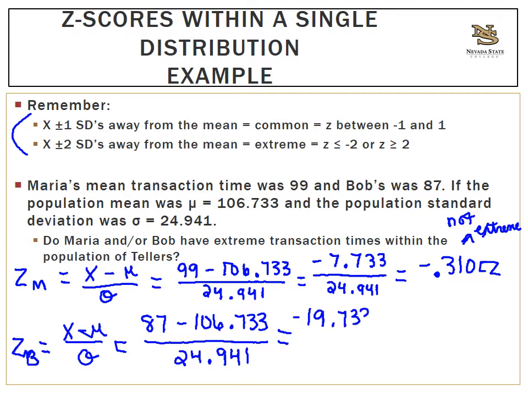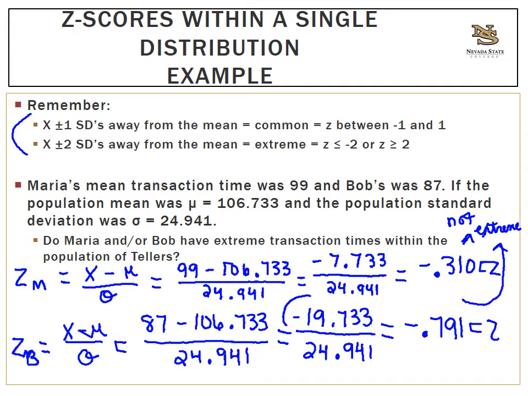So 87 minus 106.733 gives you negative 19.733. On the face of it, it looks like Bob has a way lower transaction time than average, right? Well, is that super extreme compared to how far apart most transaction times are from the mean, that 24.941? Not so much, right? His z-score is only negative 0.791. So his z-score is also not extreme. So again, it's important to not just look at how the score compares to the mean, but how it compares to the mean in terms of how far apart most scores are from the mean.